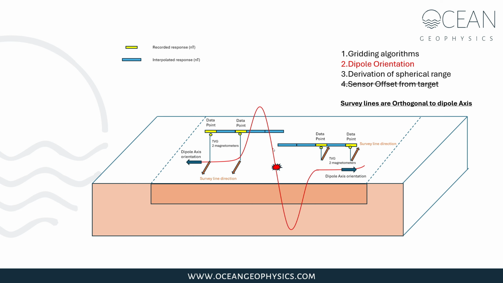However, in this situation, our survey line orientation is orthogonal to the dipole axis. This is the situation you don't want to be in. But given that we are dealing with magnetics and most likely UXO survey, the assumption always has to be that of worst case scenario.